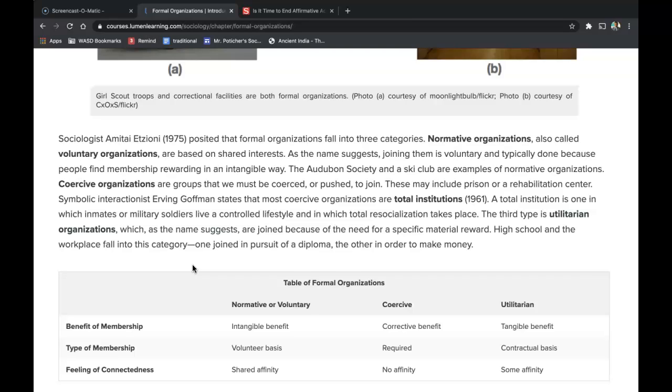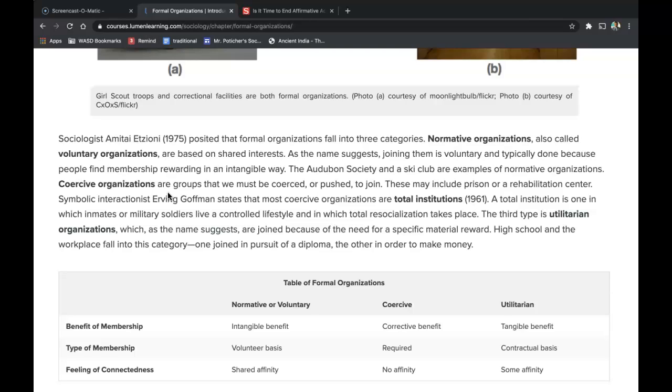Normative organizations, also called voluntary organizations, are based on shared interests, and as the name suggests, joining them is voluntary and typically done because people find membership rewarding in an intangible way. The Audubon Society and a ski club are examples of normative organizations. There are also coercive organizations, and these are groups that we must be coerced or pushed to join. These may include a prison or a rehabilitation center.